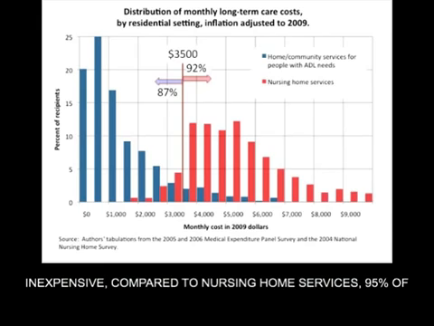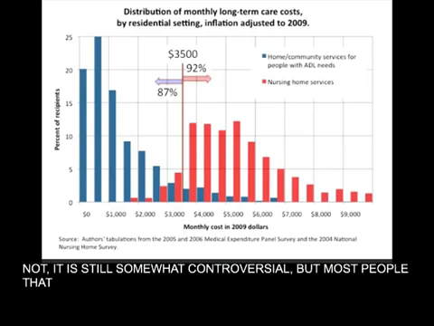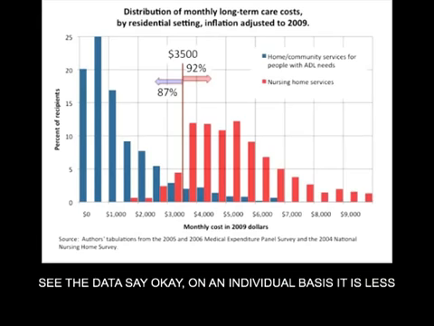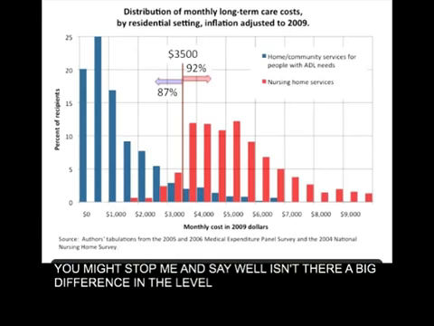Compared to nursing home services, which are shown in red in this graph, 92% of those were more than $3,500 a month. This is the monthly cost in 2009. And so it's still somewhat controversial, but most people who see this kind of data say, okay, on an individual basis, it really is less expensive to provide services to people in the community, to most people in the community, than it is in nursing homes.